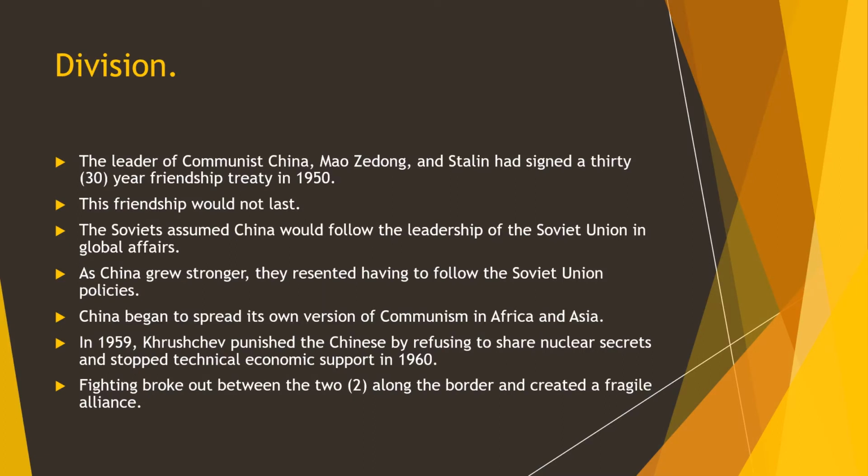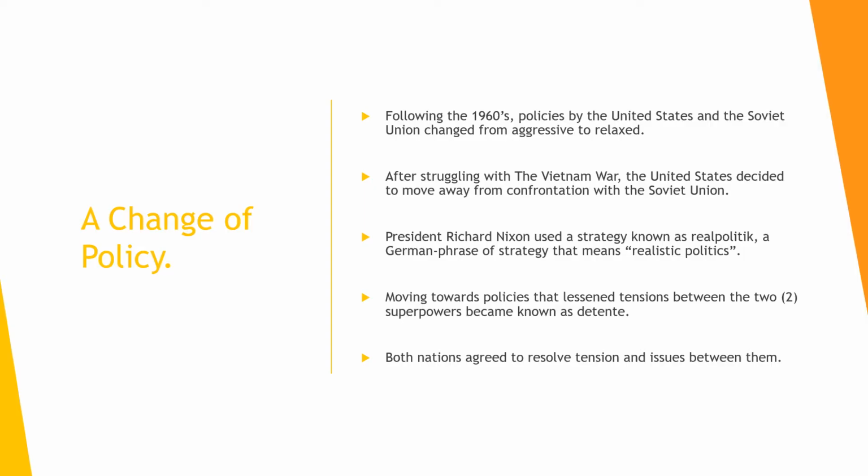The leader of Communist China, Mao Zedong, and Stalin had signed a 30-year friendship treaty in 1950, but this friendship's not going to last. The Soviets had assumed China would follow the leadership of the Soviet Union in global affairs. But as China grew stronger, they resented having to follow the Soviet Union policies. So China began to spread its own version of communism in Africa and Asia. In 1959, Khrushchev punished the Chinese by refusing to share nuclear secrets with them and stopped technical economic support in 1960. And fighting did break out between the two along the border between China and the Soviet Union, which created a fragile alliance. So you can begin to see how the Soviet Union begins to lose some power and some prestige in terms of the Cold War.